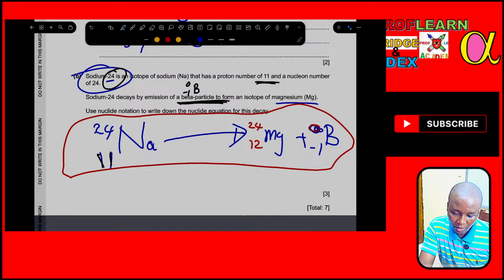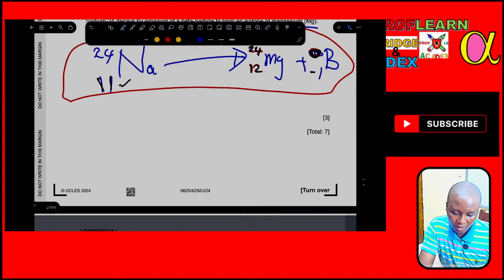So at the top here we have 0, -1. So if this is 11, we must have 12 here, so that 12 plus -1 will give us 11. And since we are having 0 at the top here, we shall have 24 also for magnesium. Yeah, so that is it.